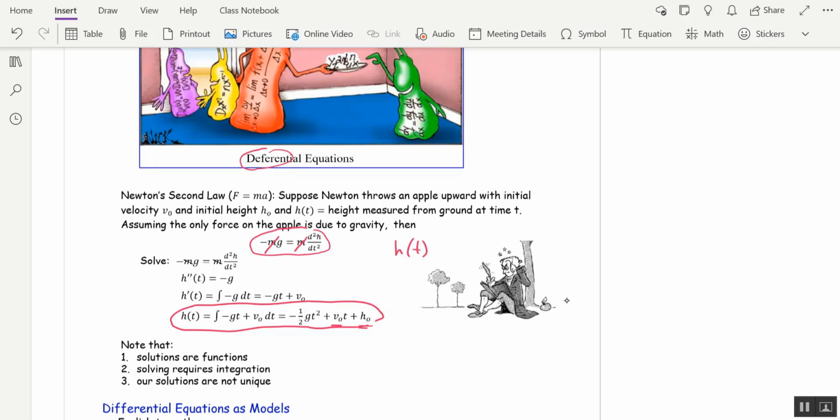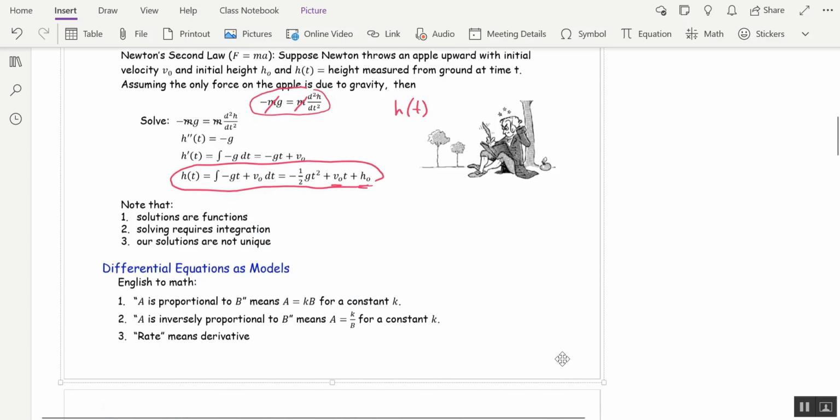This course is going to be about solving differential equations, but we're going to have to be a little bit more clever because we're not just going to be able to integrate functions in order to solve differential equations. If we could, then there wouldn't need to be a special course in solving differential equations. So let's talk about differential equations as models.